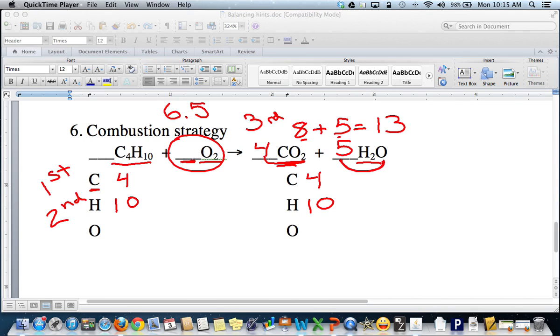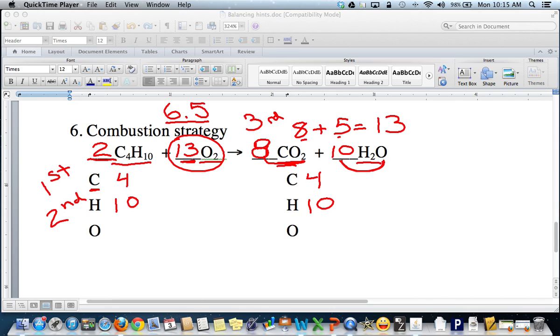But I have to multiply everything by 2. That means this has to be multiplied by 2. So I have to put what? There's a 1 there already, so that becomes 2. 6.5 times 2 is 13, just like I wanted. 4 times 2. I changed that pretty slick, huh? And 5 has to change to 10.